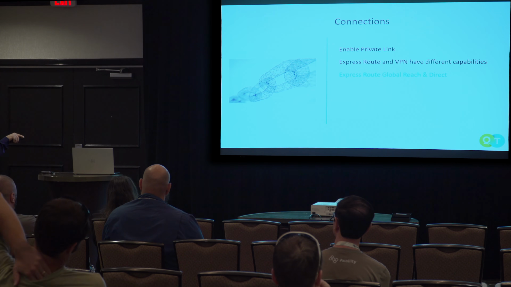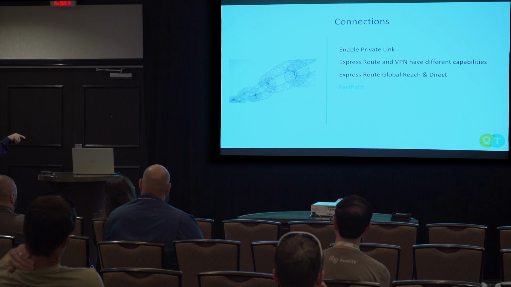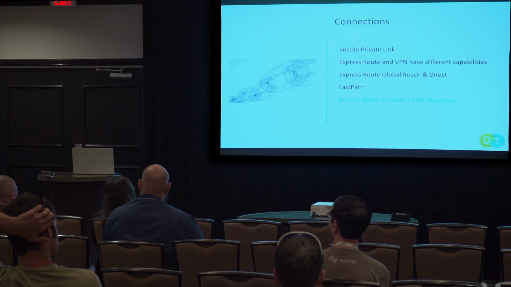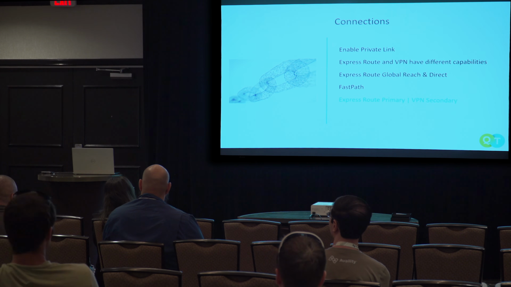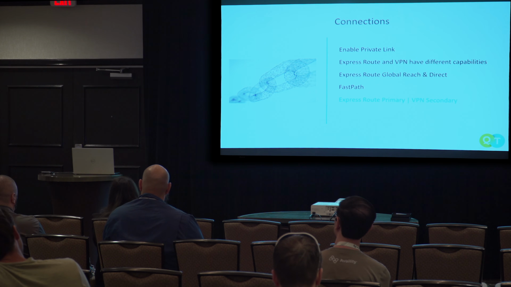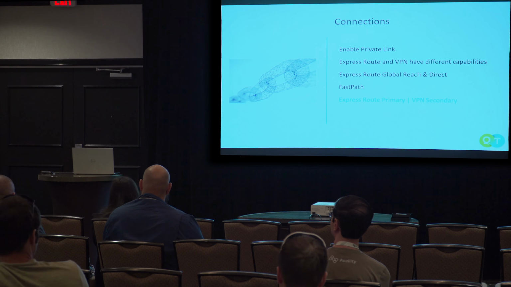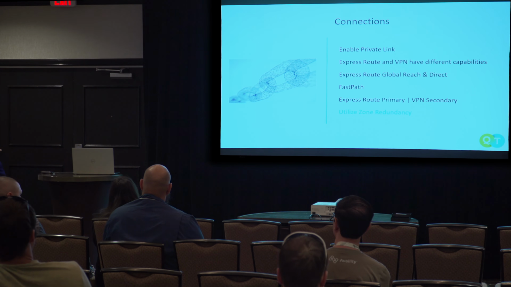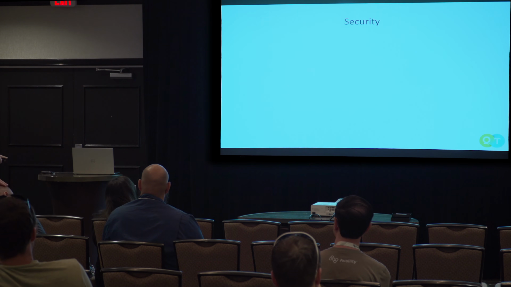I don't know enough about ExpressRoute to really go over Global Reach and Direct or FastPath. Yeah, and then you use your ExpressRoute as your primary and your VPN as your secondary connection, controlling your ingress and egress, depending on pricing or depending on your data flow of what you need to go through what. And then you want to make sure that you have zone redundancy for those.